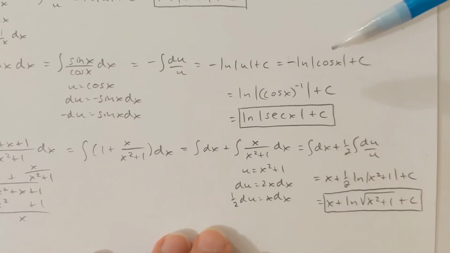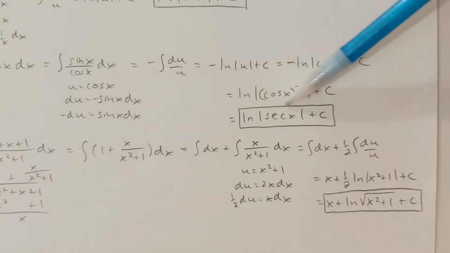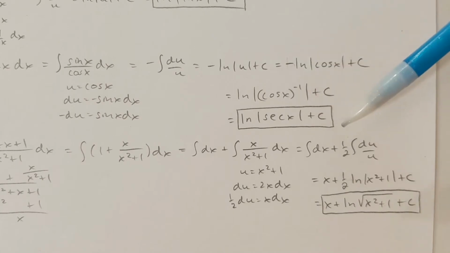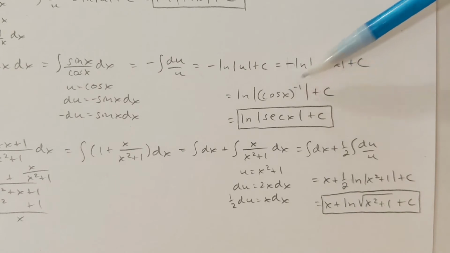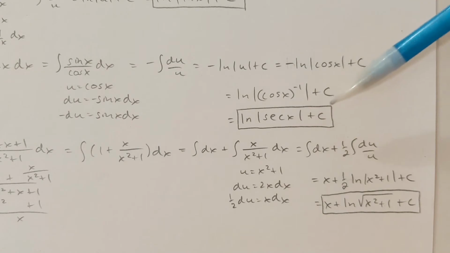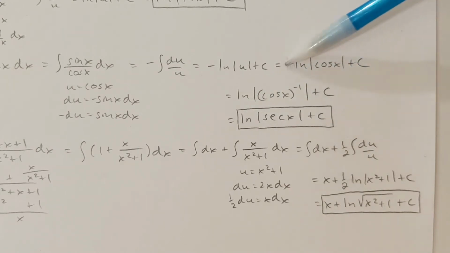Replace u with cosine x. And if you were to take this a step further, your book would probably do this using some laws of logarithms. This negative 1 can be pulled inside the logarithm as a power of the inner part. Be careful how you write that though, okay? Cosine of x to the negative 1 power is not the same as cosine inverse of x. Cosine of x to the negative 1 power is the same as 1 over cosine of x, which is by definition how we describe secant x. All right, so if you were to rewrite the answer without that negative multiplier, ln of the absolute value of secant x plus c would be the answer.